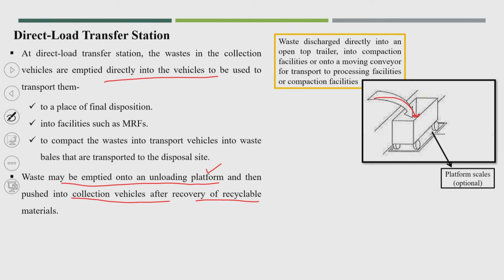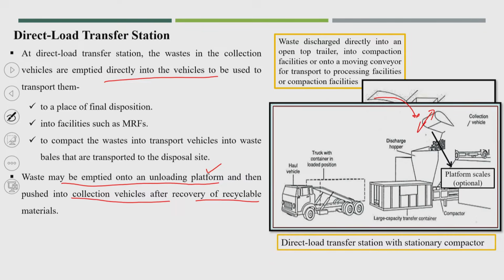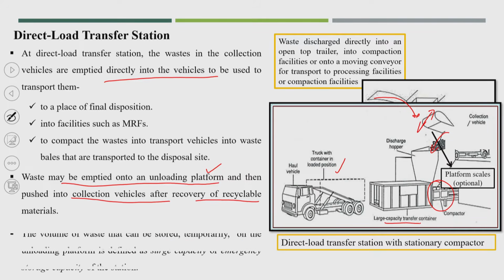Waste can be discharged directly into an open top trailer with a compaction facility. So, this could have one compaction facility. Here you can see the truck from which waste is collected and unloaded, and maybe here one compaction facility could be possible, and this is the large container transfer station. This will get hauled to the disposal site or recycling facility.